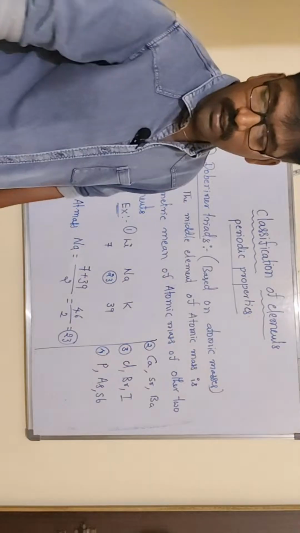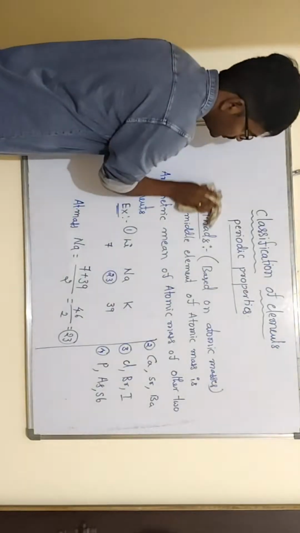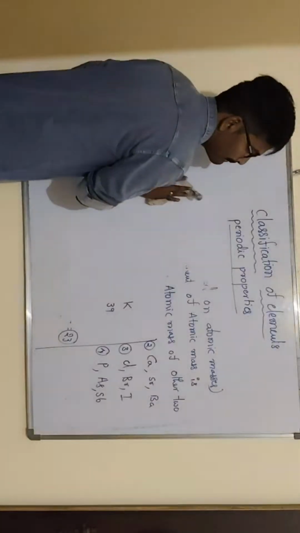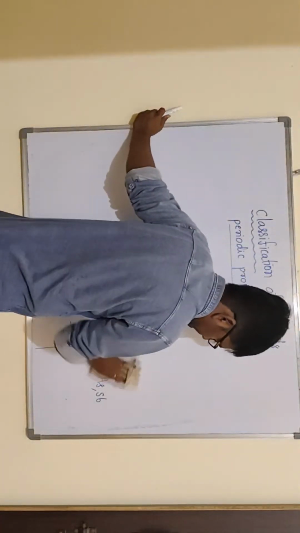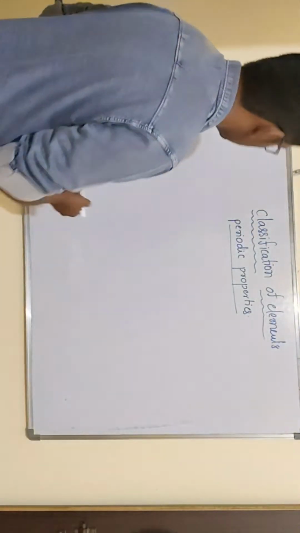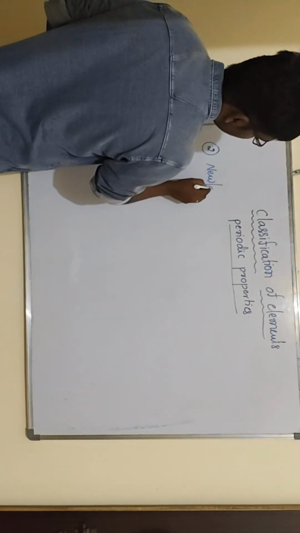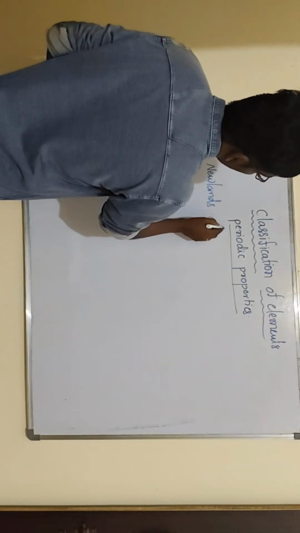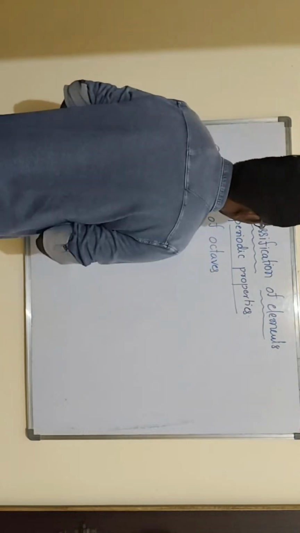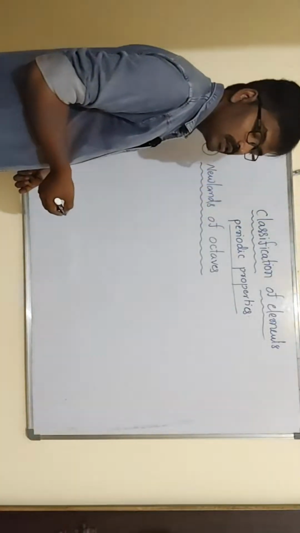Then the second classification: Newlands' Octaves. Newlands' Octaves is the second classification. What is Newlands' Octaves? Octaves is nothing but 8.